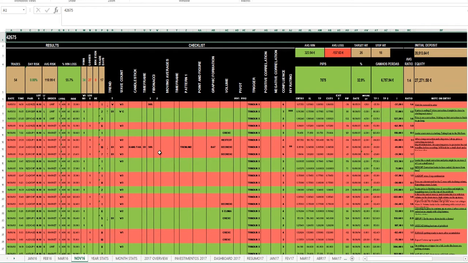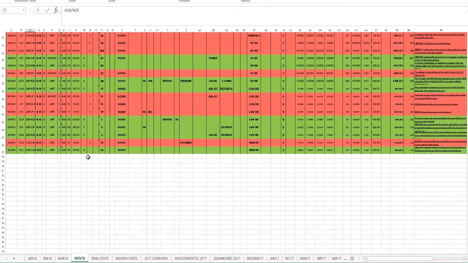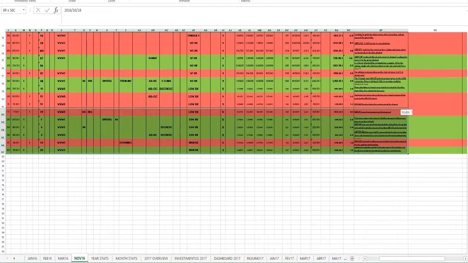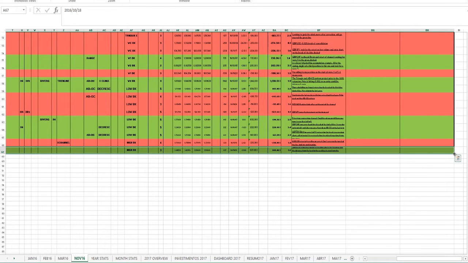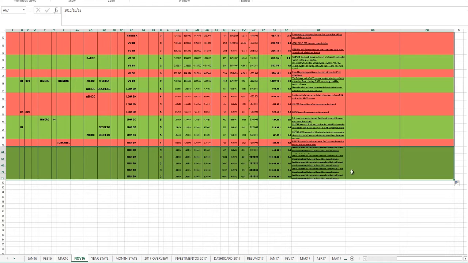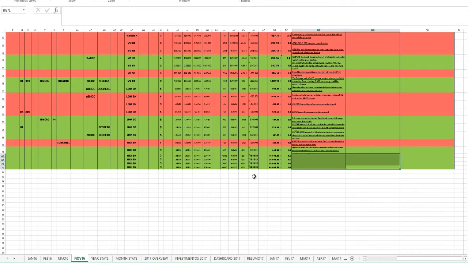Then by November, I had this more or less working. This is the strategy I work with now. So I have the date, I have the pair, and most of them are drop-down menus. The ones that are not, I'm going to just copy this and I'll erase this so you guys can see.